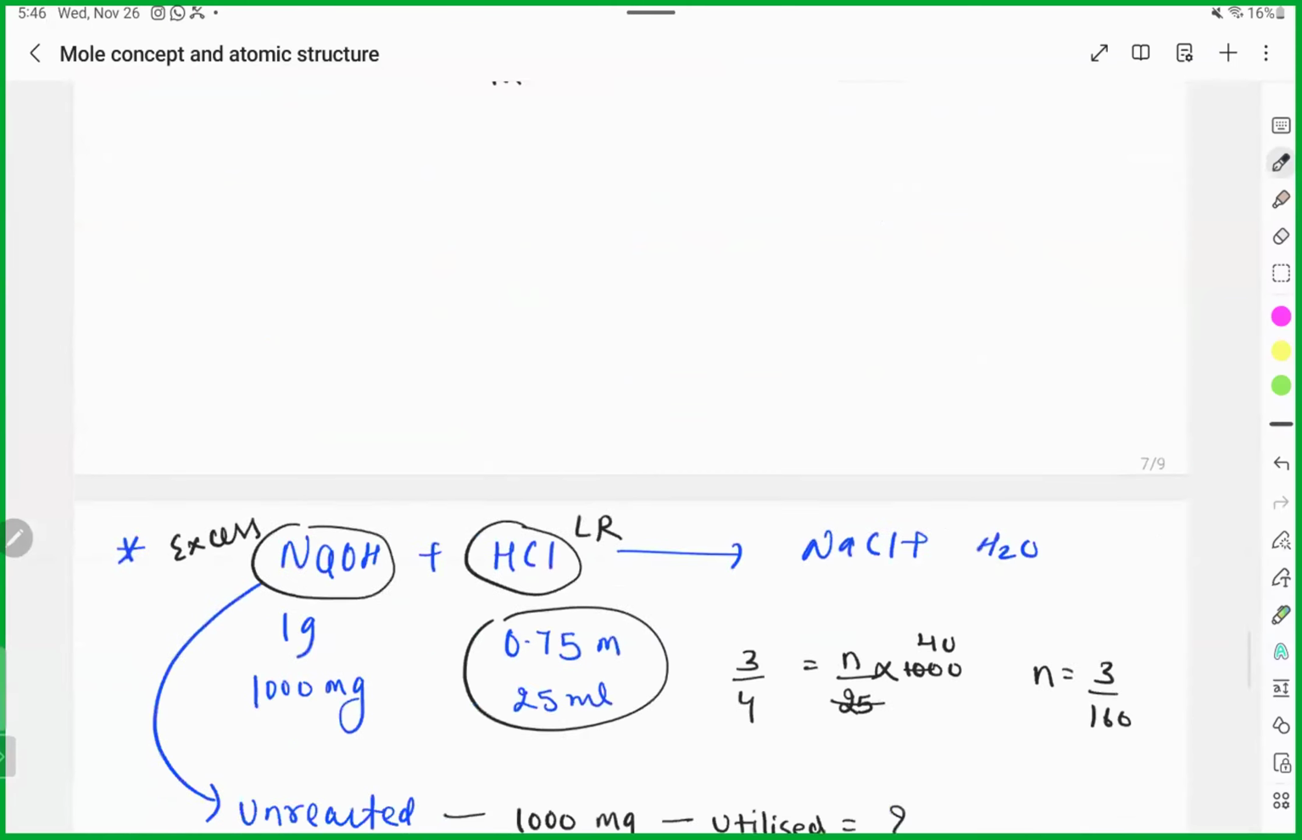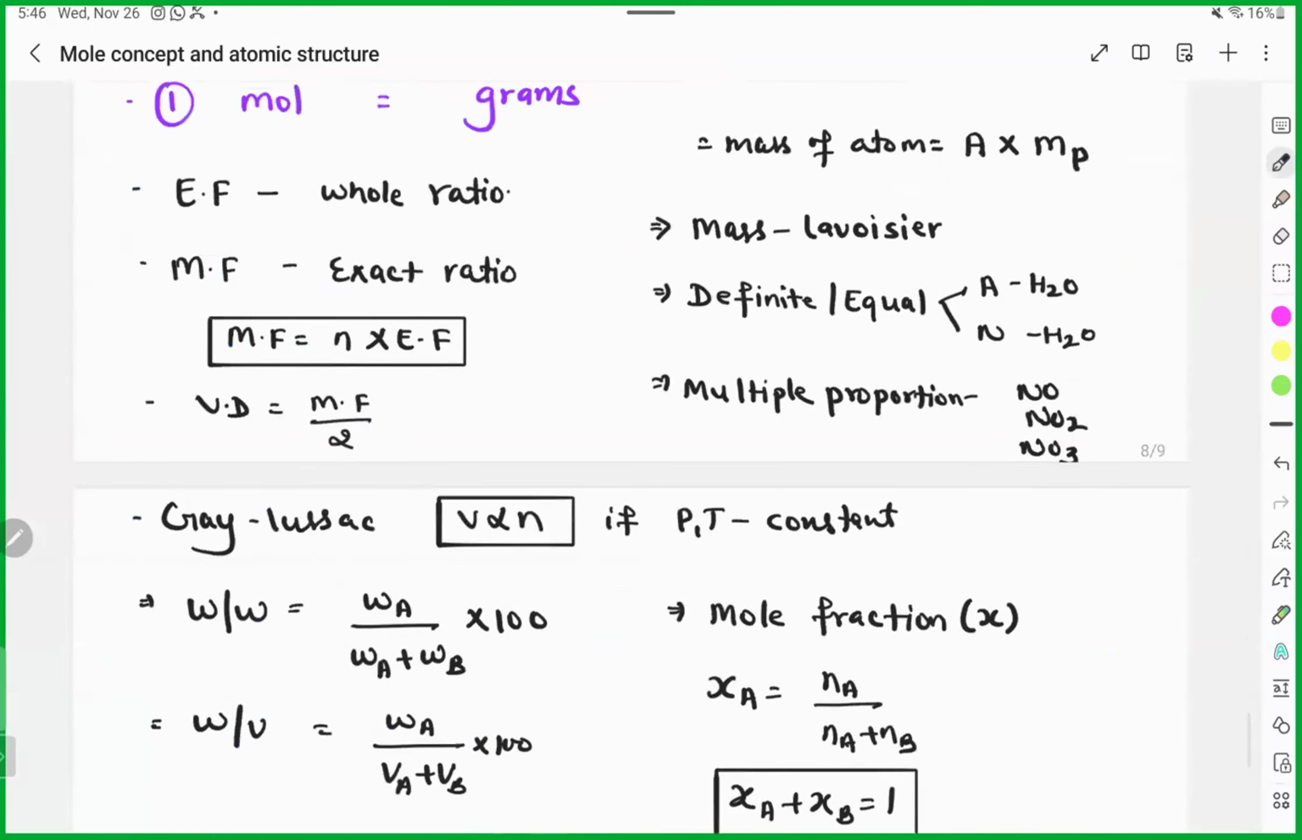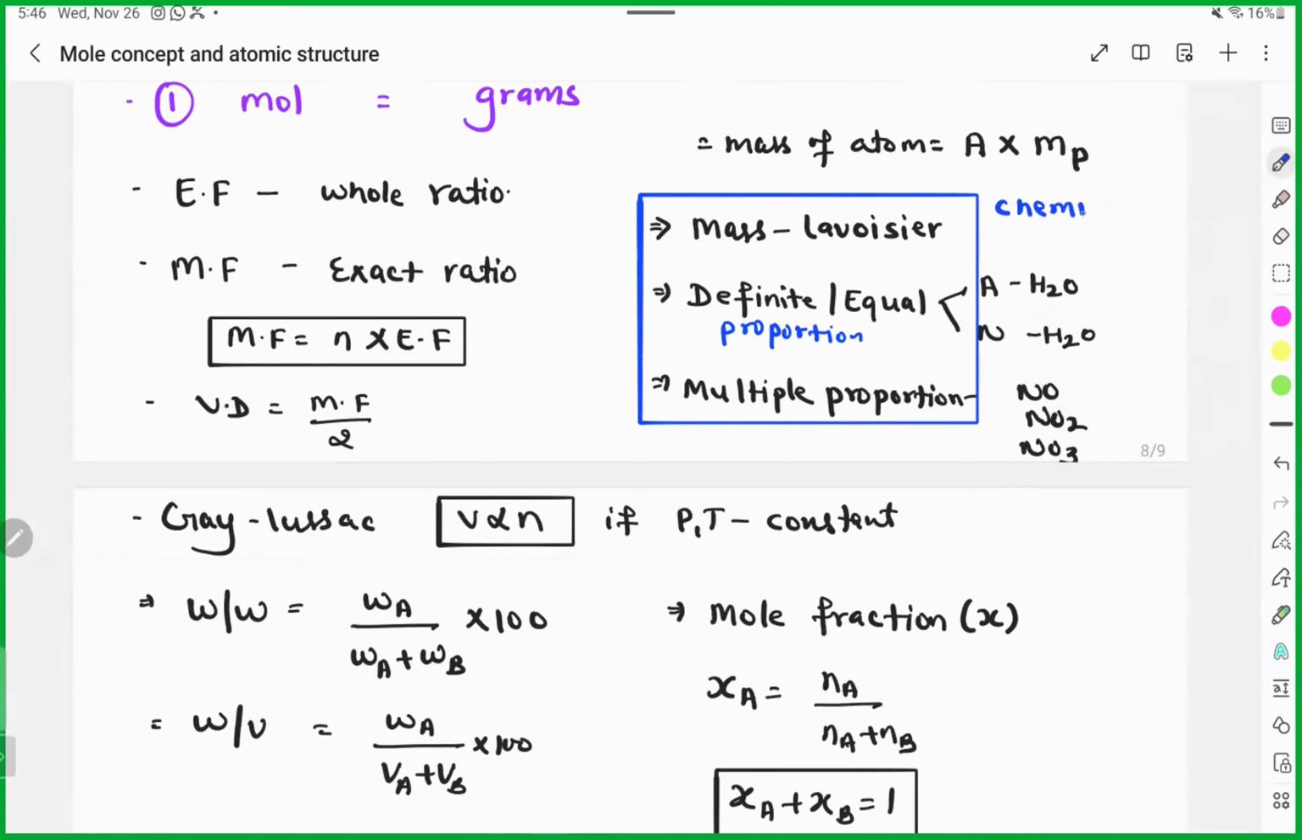Here also, these three, law of conservation of mass, definite proportion, and multiple proportion, are together known as chemical combination. The composition of the chemical remains same, right? Whether in the form of amount, whether in the right proportion, or whether in the form of mass. Any doubt, guys? No, sir.